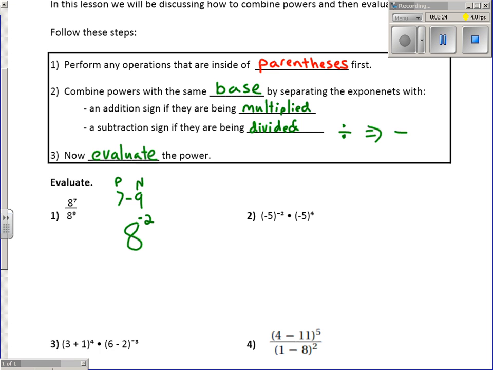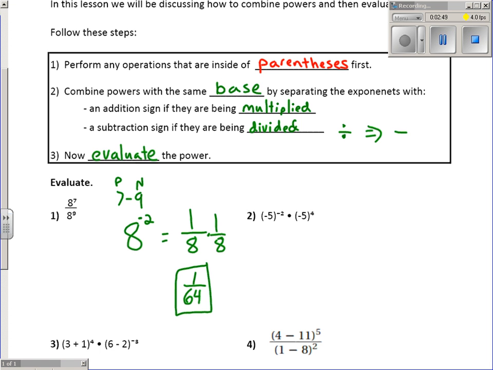Number 3, now evaluate the power that you have after you combine it. So yesterday we talked about how the negative exponent means you divide, and we write that as division using fractions. So 1/8 times 1/8, and that gets us a total of 1/64.